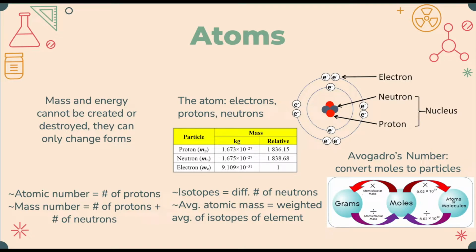Isotopes are elements with a different number of neutrons, and the average atomic mass of an element is the weighted average of all the naturally occurring isotopes of an element. Avogadro's number is approximately 6.02 times 10 to the 23rd, where a sample containing a number of particles equal to Avogadro's number contains a mole of those particles. We can use Avogadro's number to convert from moles to particles.